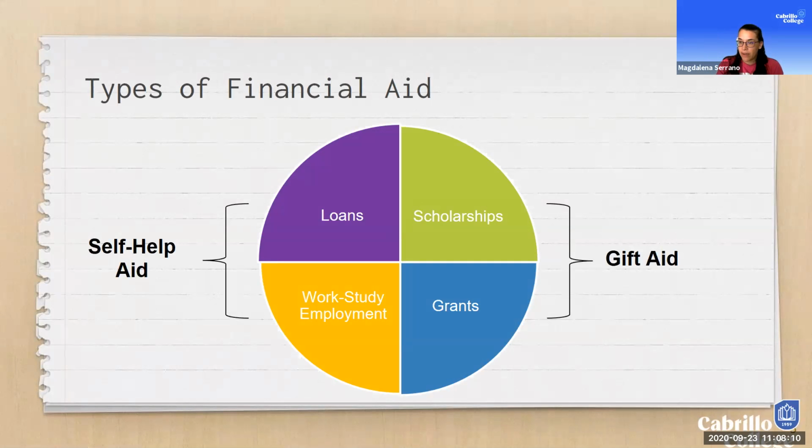Scholarships and grants are considered gift aid. That is money that you do not have to pay back. Then we also have self-help aid. That includes loans. With loans, you do have to pay it back. So you want to be very careful about how much money you are taking out, because you have to pay it back with interest. And then we also have work study. Work study is an opportunity that allows you to work on campus. The federal government pays for half your salary, and the other half is paid by the office that is employing you.